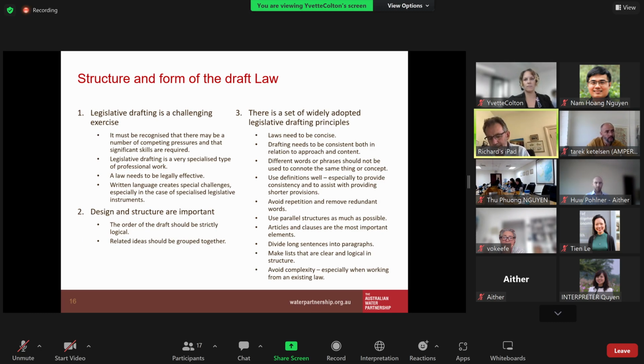Because I think we all recognise that a piece of legislation is a very specialised type of document. So there are a lot of challenges in preparing it.